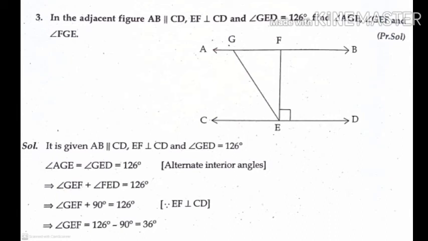We can write angle GED is equal to the sum of the angles GEF plus FED, that is equal to 126 degrees. Next step, angle GEF plus angle FED is equal to 90 degrees, since EF is perpendicular to CD. Next step, angle GEF plus 90 degrees is equal to 126 degrees. Transposing it to the right side of the equation, it becomes minus 90 degrees. After subtracting, we get 36 degrees.